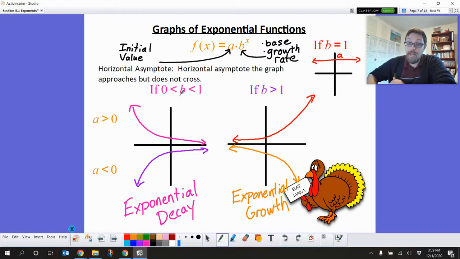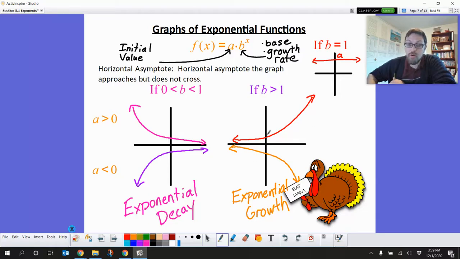There are 2 different categories. b could be between 0 and 1. It can't be negative, because then it's definitely not exponential. And it also could be bigger than 1. If it's between 0 and 1, we get exponential decay. If it is bigger than 1, we get exponential growth. The idea is that exponential decay runs to the x-axis, and exponential growth runs away from the x-axis.